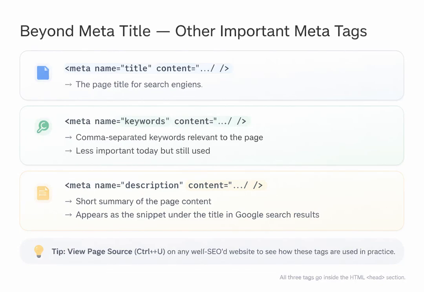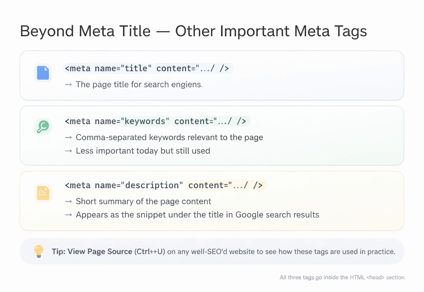The meta title is just one piece of the SEO puzzle. The instructor mentions that there are other meta tags you'll commonly need as well. Meta keywords, a comma-separated list of relevant terms, used to be very important for search engines, though their weight has decreased over time. Meta description is arguably even more important than keywords today. It's the short paragraph that appears under your page title in Google search results, and it directly influences whether someone clicks on your link or not.